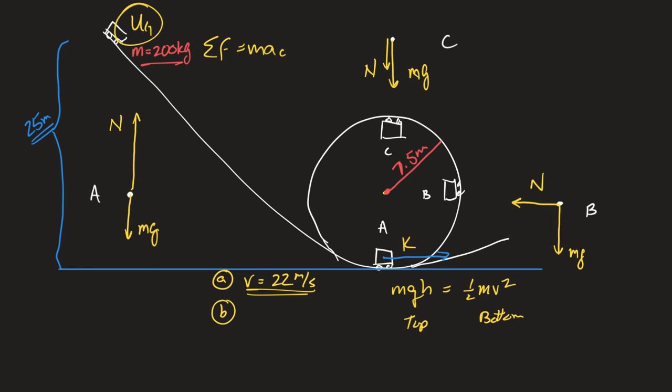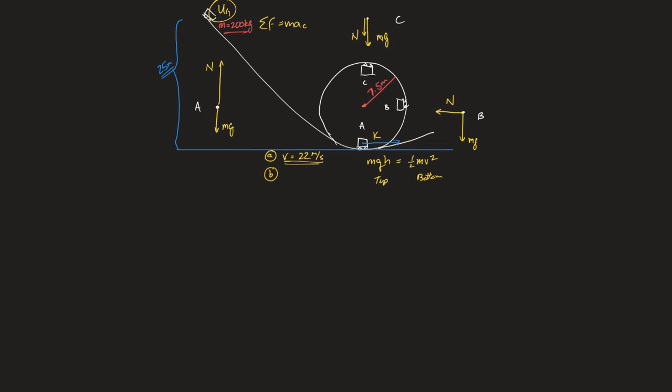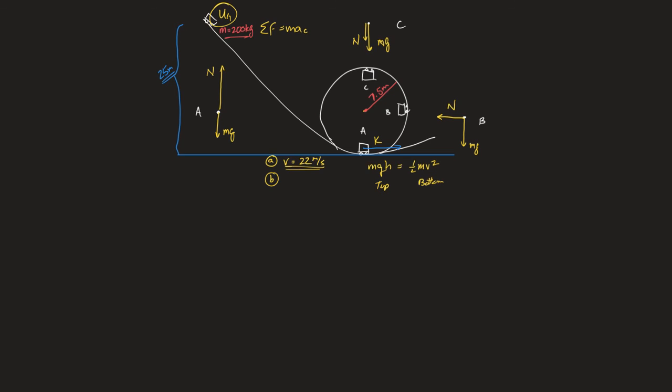So the next question is probably not what you're expecting. I'd like to know what the normal force is on the cars when they're at the bottom. Cars have a mass of 200 kilograms. There's a radius of curvature of 7.5. I'd like to know what the normal force is on the cars when they're at the bottom. This is not a particularly hard question, but it required part A to be done correctly first.